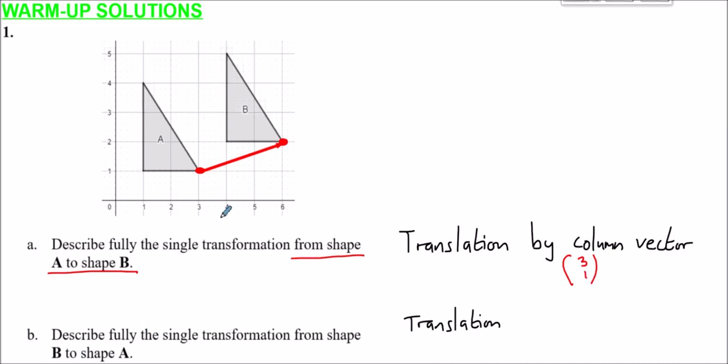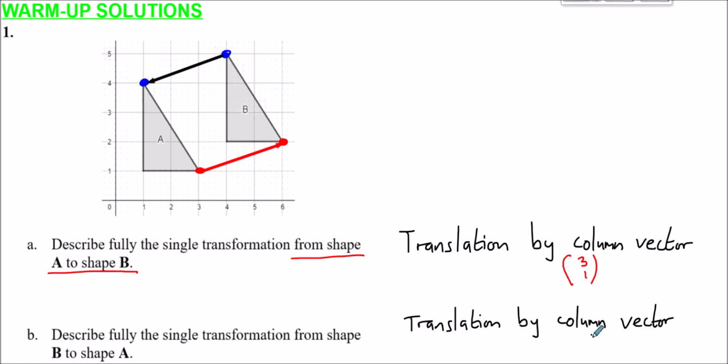Now for part B, if we're going from shape B to shape A, it's the same idea but just in complete reverse. So we're going from shape B to shape A, so again it's going to be a column vector translation. So this is a translation by column vector, and this time we can pick any point on shape B and then think about where this moves in terms of getting back to shape A. So for this one, it's going from this point here to this point there. So this time we're going 3 to the left and 1 down.